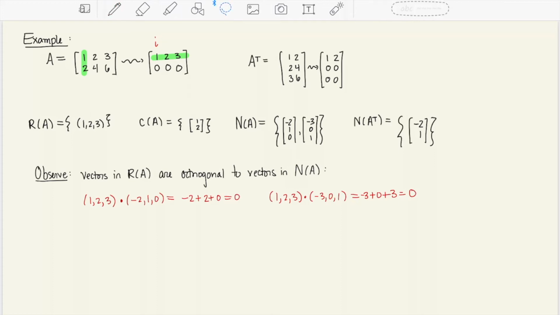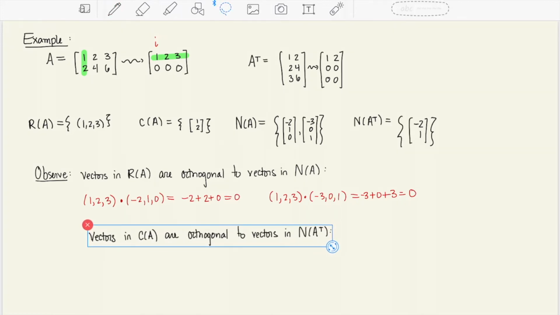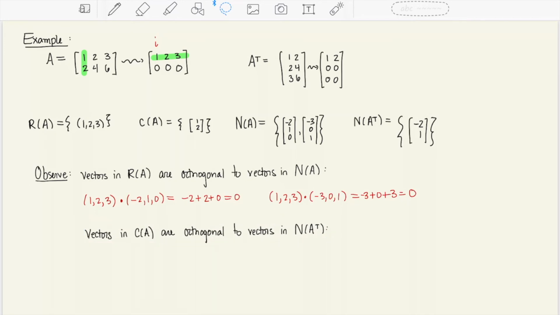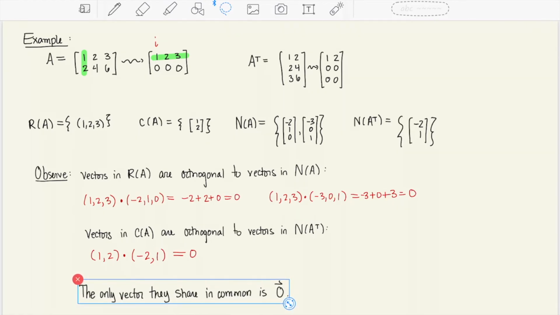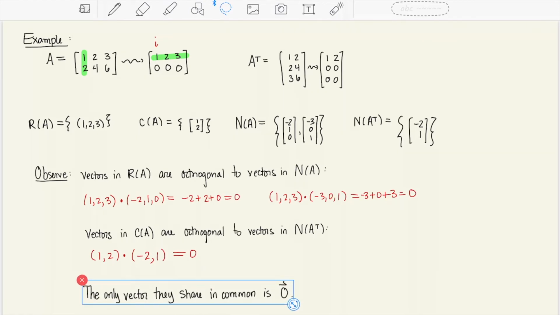Let's do another calculation to check that vectors in the column space are orthogonal to vectors in the left null space. So now we're going to take our basis vector from the column space, 1, 2, and pair it with our one and only basis vector from the left null space, minus 2, 1, and indeed, we get 0 from that dot product. This is a simple example, but we can see that these are orthogonal complements of each other very easily. And in particular, the only vector that the row space and the null space, or the column space and the left null space, share in common is the 0 vector.